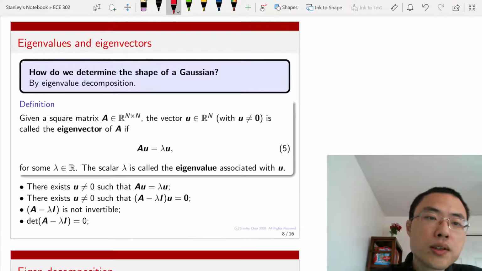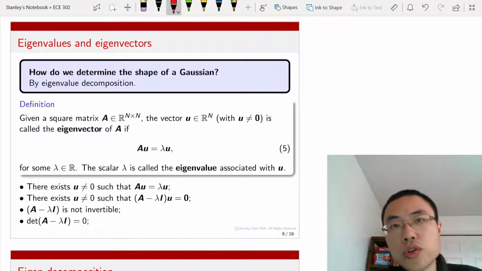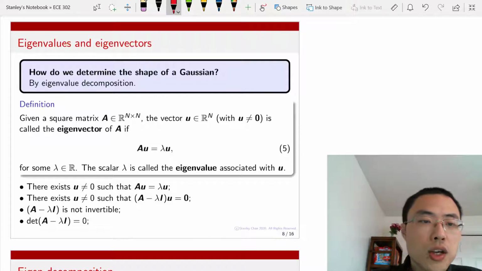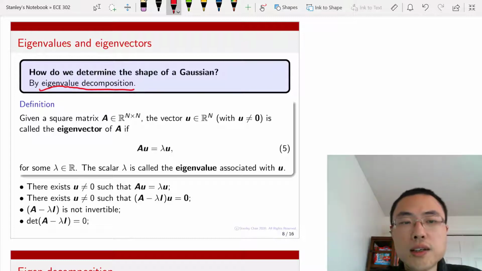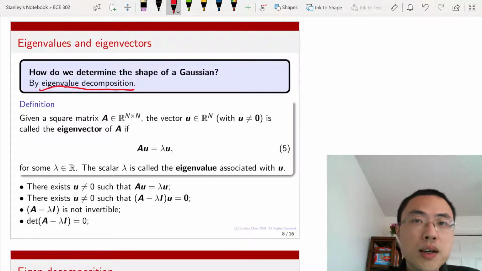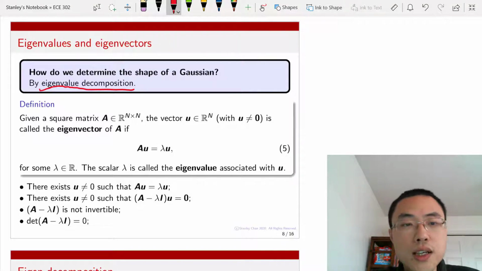So the question we ask is, how do we determine the shape of a Gaussian? And the answer is by means of eigen decomposition. Now, I know some of you have already taken a linear algebra course on this topic, so you know what an eigenvalue is. But some of you may not be so familiar with this eigen decomposition. Let me just tell you what it means.